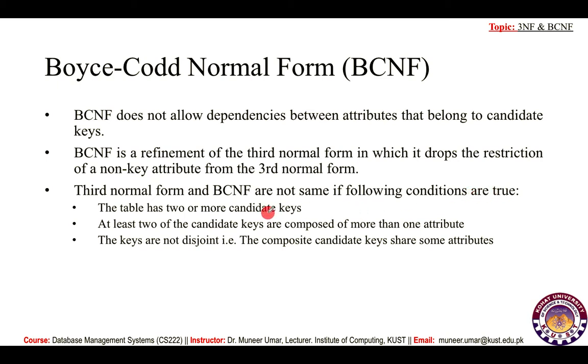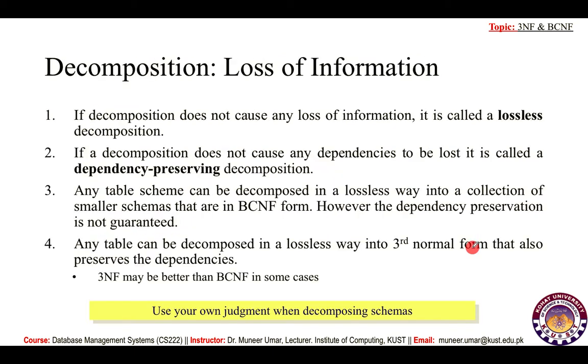The first one is the table has two or more candidate keys. Second, at least two of the candidate keys are composed of more than one attribute. And the third thing is the keys are not disjoint. That is, the composite keys share some attributes. So these are the main things about BCNF.